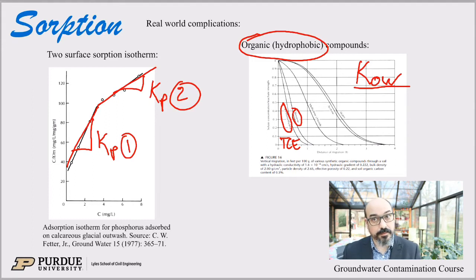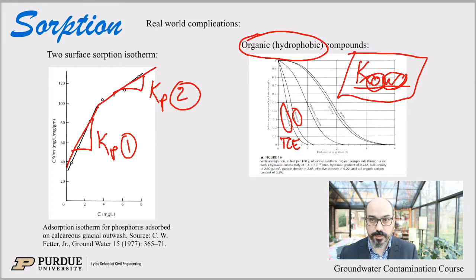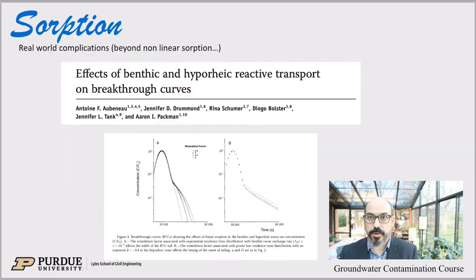So again, their behavior is quite a bit more complicated, and now you have to think of a partition coefficient between the water, the liquid phase, the hydrophilic phase, and the hydrophobic compound. So there's a repulsion between them that makes their transport even more complicated. Another complication is nonlinear sorption, which you can see here, and this is going back to the tailing problem, right?